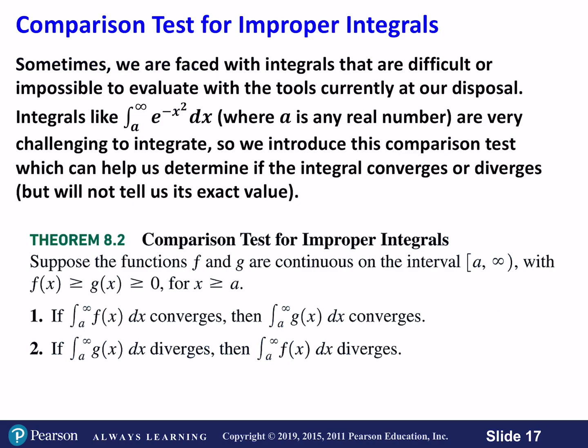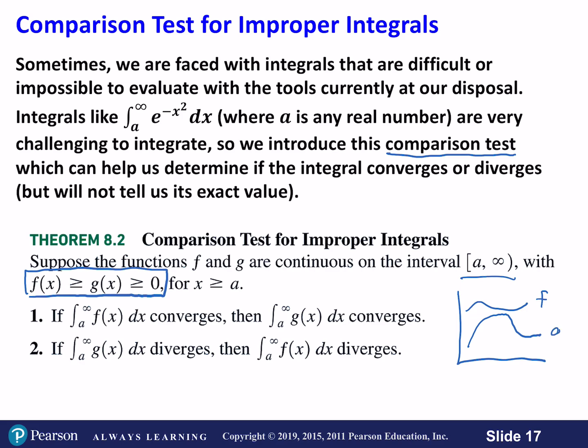And so one way that we can determine whether or not this thing converges or diverges is to use this thing called a comparison test. So here's the theorem. Suppose the functions f and g are continuous on the interval a to infinity, with f being the larger function. This is important. F is the larger function. So let's suppose this is our graph. Here's f, and then over here is g. If the integral of f of x converges, then the integral of g of x converges.